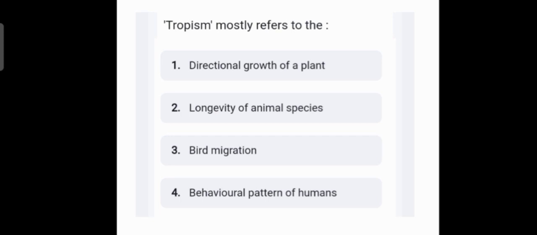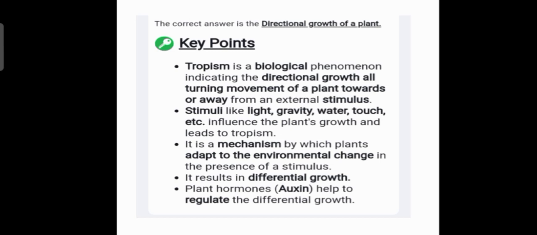Very simple question. Directional growth, longevity of animal species, bird migration, behavioral pattern of humans. What is the answer? Directional growth of plant. Tropism is a biological phenomenon which means directional growth or turning movement of a plant towards an external stimulus. It can be light, gravity, water, touch, etc. There are types of tropism: gravitropism, phototropism, etc. Gravitropism is towards the ground, phototropism towards the light. So it is a directional growth. It is known as tropism.